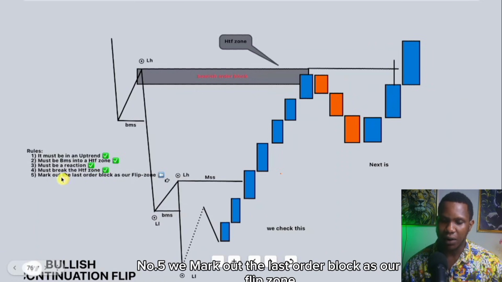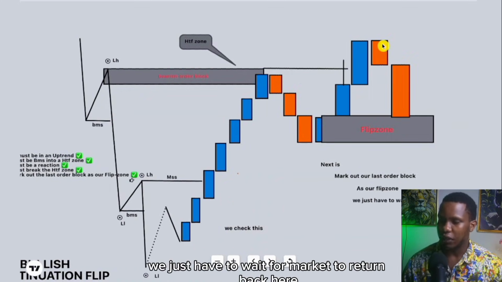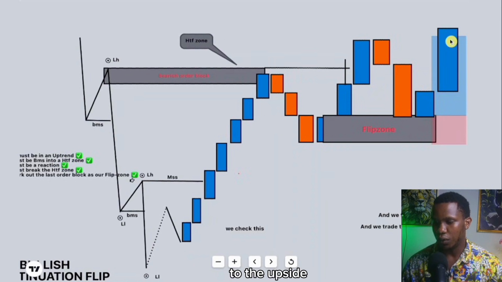Number 5, we'll mark out the last order block as our flip zone. Where is our last order block? This is our last order block as our flip zone. We just have to wait for market to return back here and we trade to the upside.